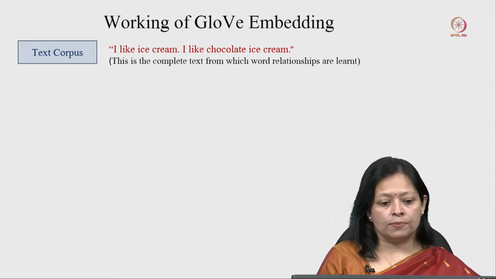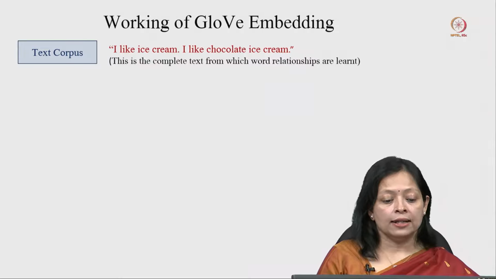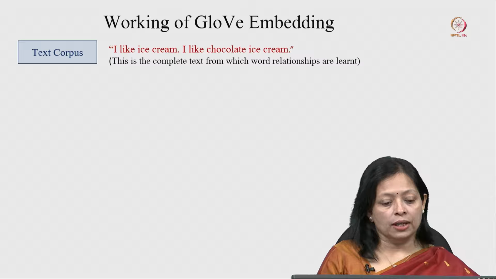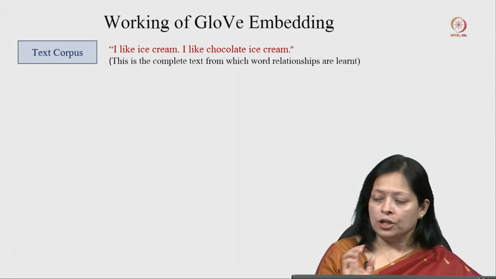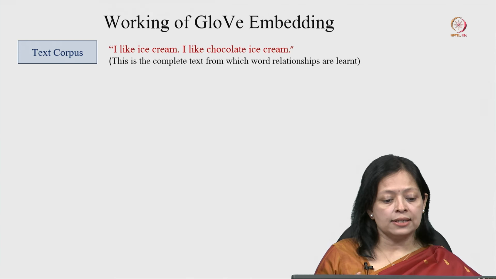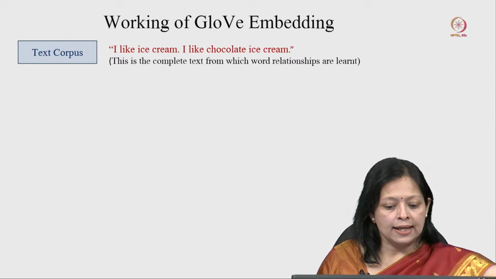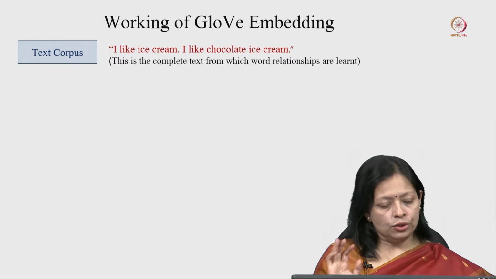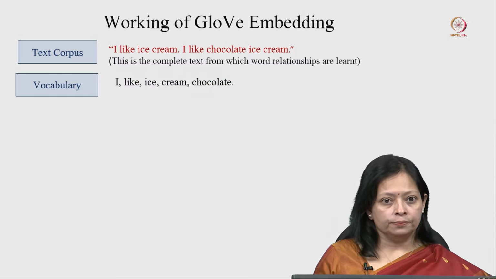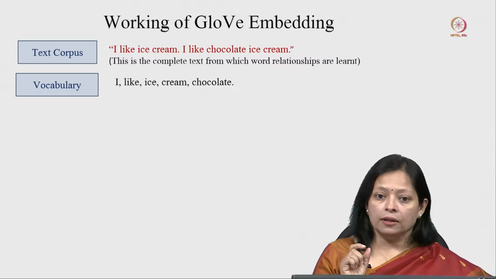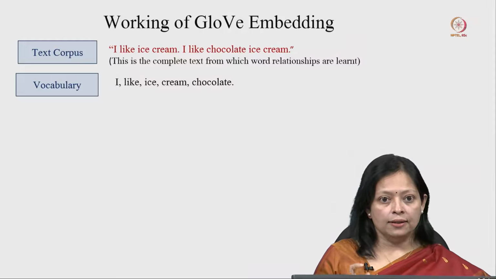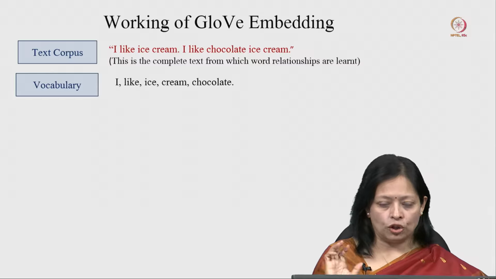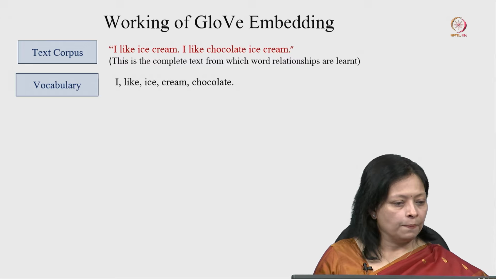Suppose I have a text corpus with sentences like "I like ice cream" and "I like chocolate ice cream." So, this is the complete text from which word relationships will be learnt. I do not have anything else, I have just these two sentences. Now, what is the vocabulary? It is the unique words present in these two sentences. So, there I get: I, like, ice, cream, chocolate. This is my vocabulary.